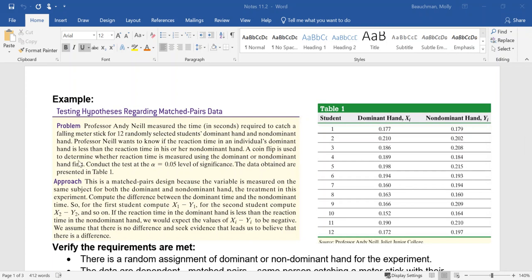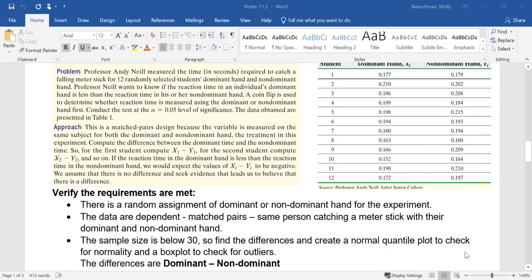A coin flip is used to determine whether reaction time is measured using dominant or non-dominant first. Conduct the test at the alpha equals 0.05 level of significance. The data obtained are presented in the table. So here are students 1 through 12. This is the time in seconds it took to catch the meter stick with the dominant hand and the non-dominant hand.